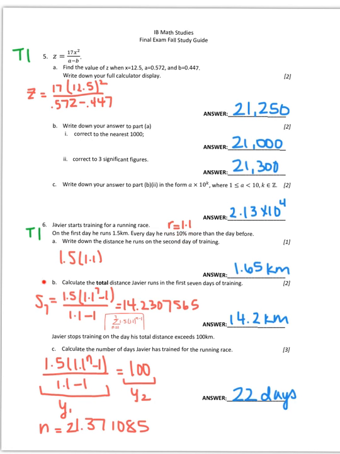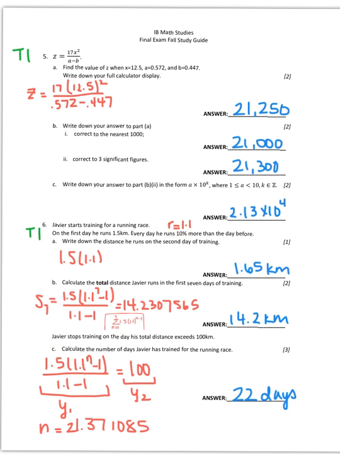So you can use your geometric sum formula. So your first term times your ratio to the nth power, in this case 7, minus 1 over your common ratio minus 1, which gives you this. You could also use your summation notation and use the sequence sum formula in your calculator. Either way, you should get, rounded to 3 decimal places, 14.2 kilometers.